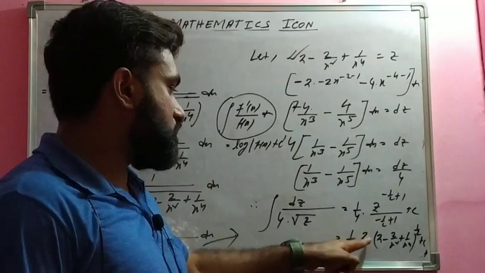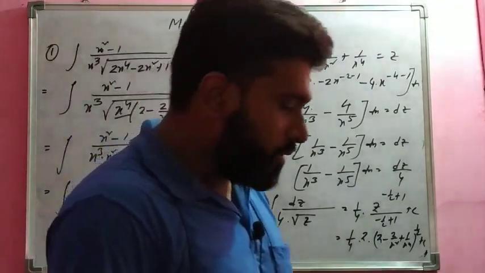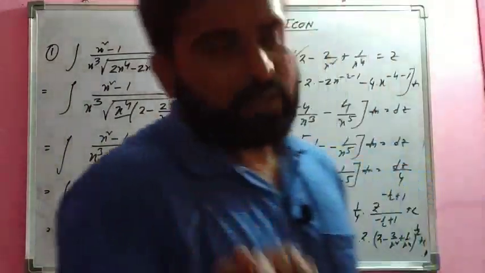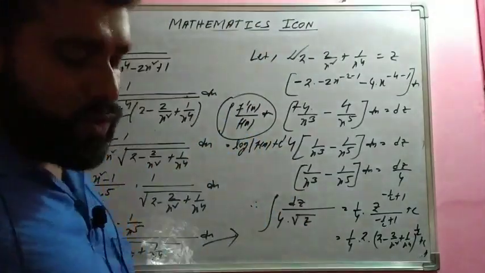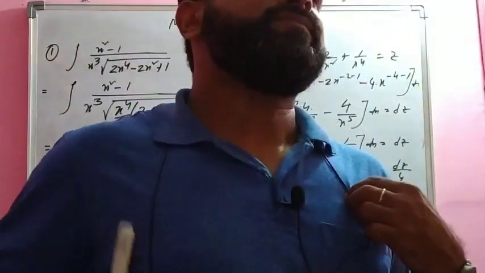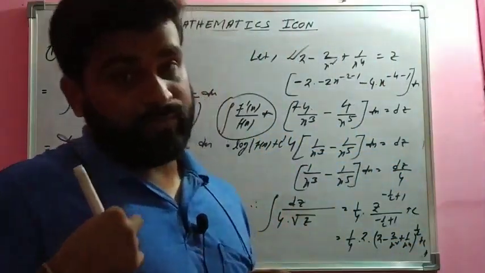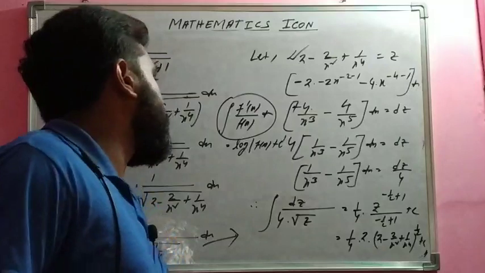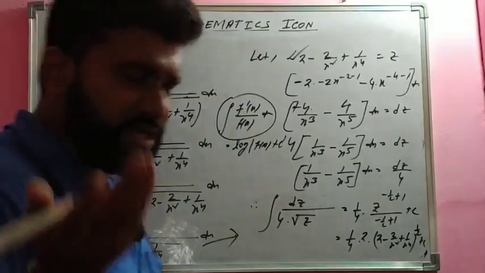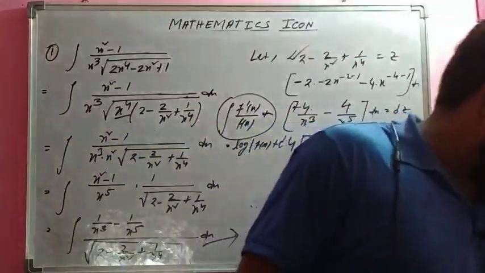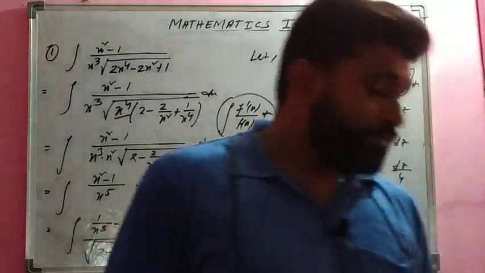Just cancel this 2 and 4. You can cancel this out. Very simple. So if you want to solve this type of questions, then this process is very much useful, and you can follow this process. This is the normal question. So just write the next question.